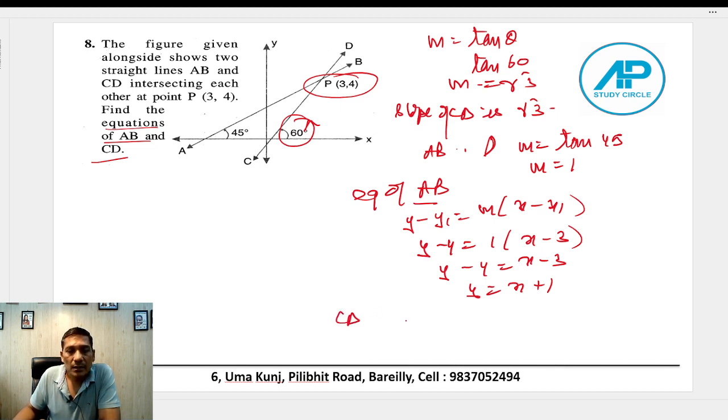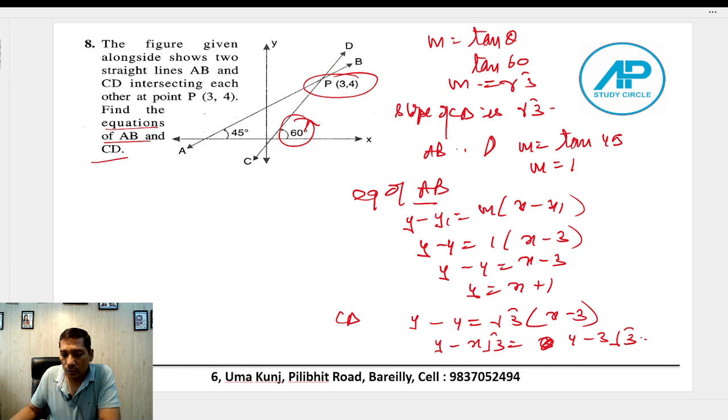For CD, I'm looking directly now. Y minus 4 equals, slope for CD is how much? Root 3. Y minus x root 3 equals 4 minus 3 root 3. The answer for the equation of CD is this.